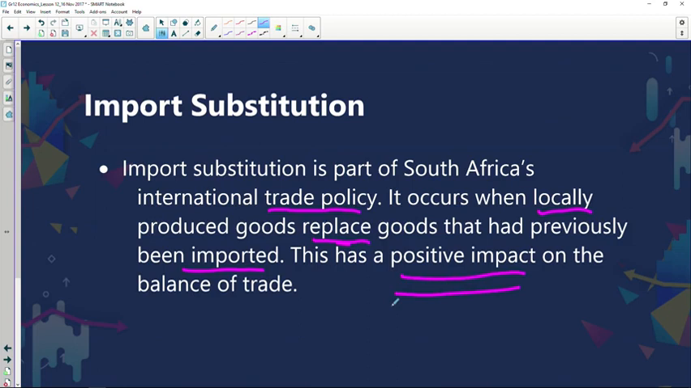So there are goods that we previously had been importing into the country that might have brought certain costs with them, and now we as a country are in a position to produce them locally. So we should grab that, and it is encouraged, and we do even have a policy in place that encourages that. And we know that this has a positive impact on the balance of trade. So we call that import substitution, where products that we previously imported from other countries are now produced locally in our country, and that has a positive impact on the balance of trade.